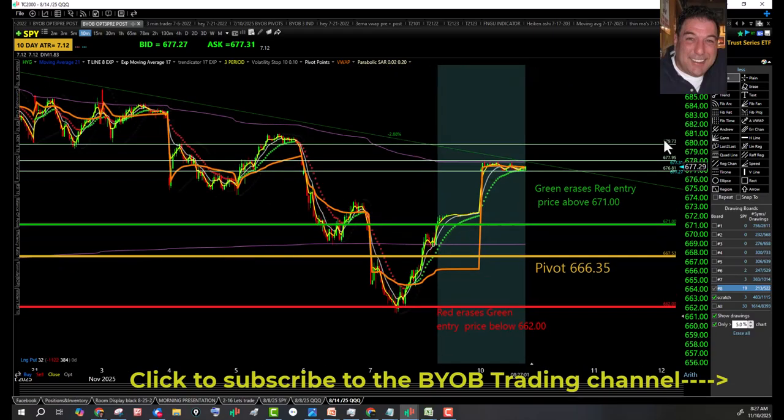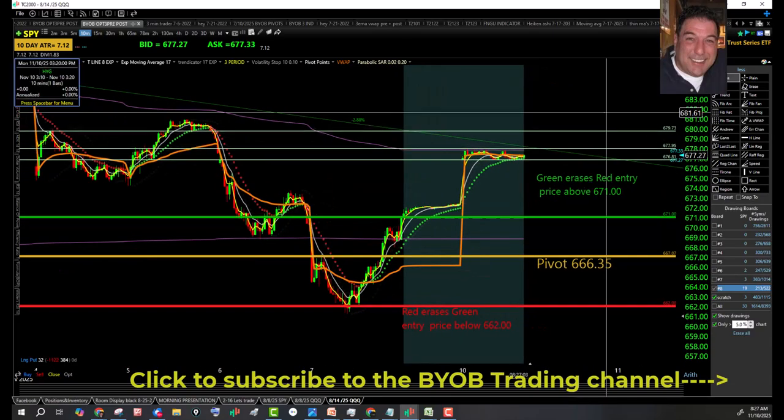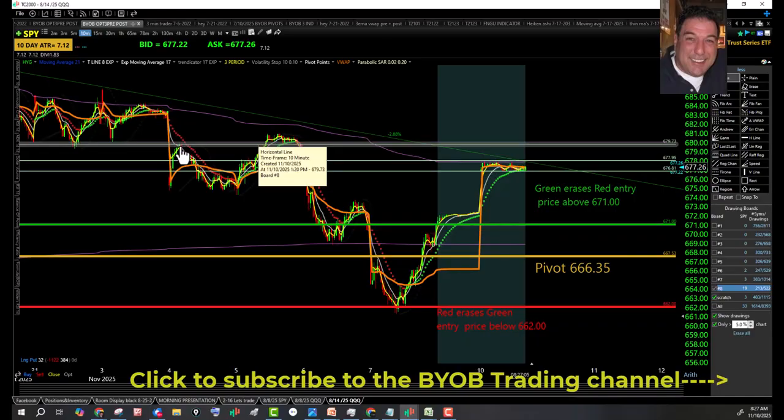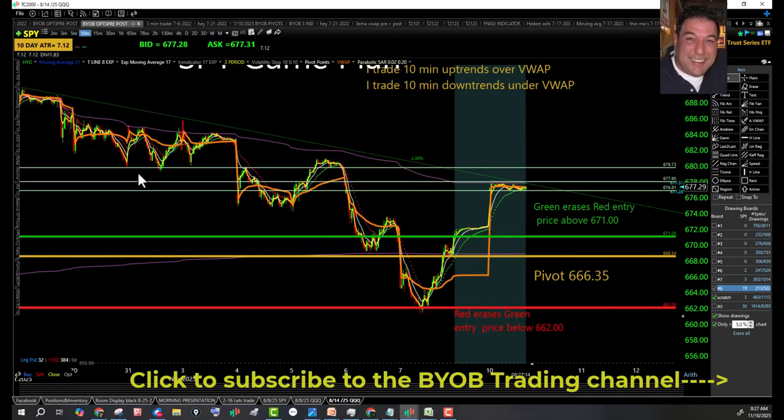Okay, so 679.73 right there. See where this consolidation meets. You get a peak right there, a little valley right there, another valley right into that number right there, another valley there, another valley there. All right.